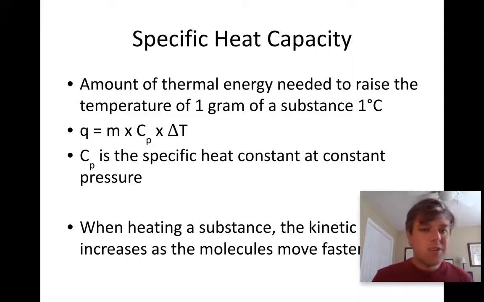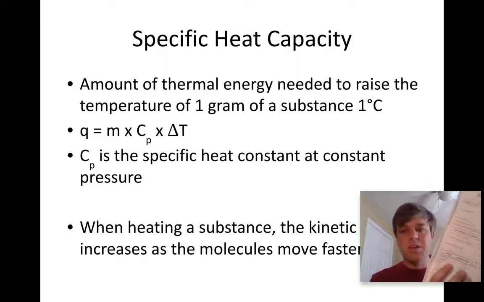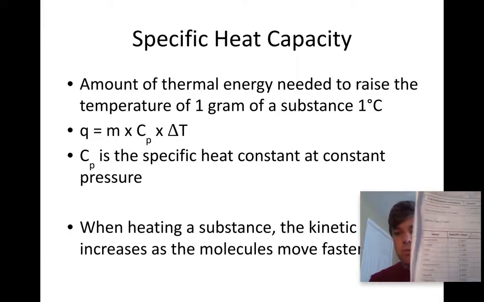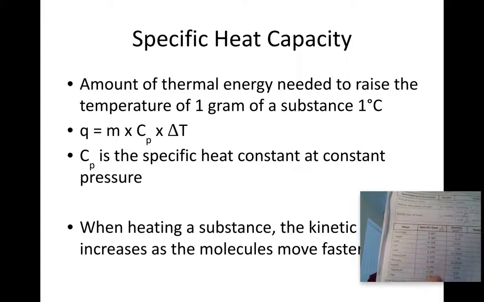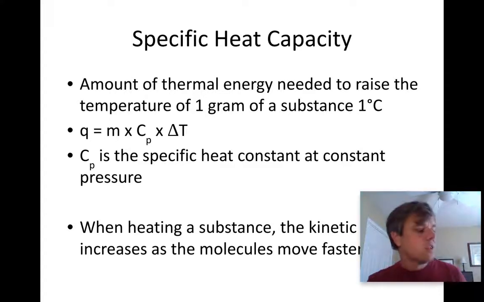Different substances have different specific heat constants. If you look on the front page of your reference tables for a whole bunch of different metals, you'll find different specific heat constants. For instance, aluminum has a specific heat of 0.897 joules per gram degree Celsius. So if you want to increase the temperature of 1 gram of aluminum by 1 degree Celsius, you need 0.897 joules.